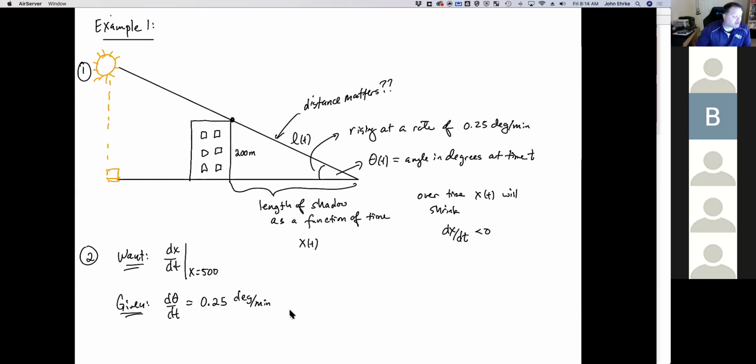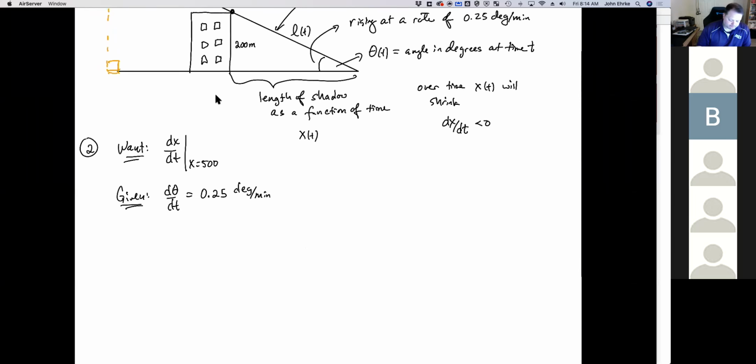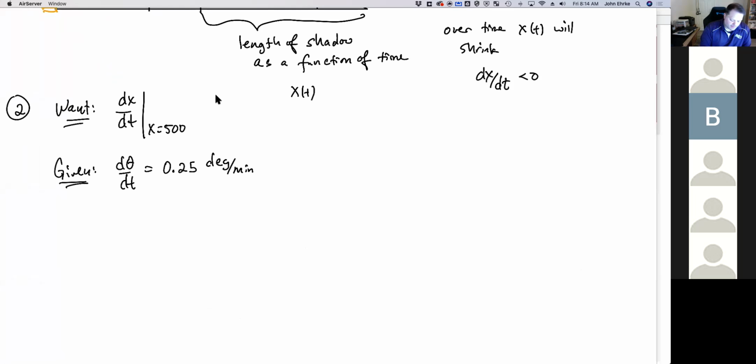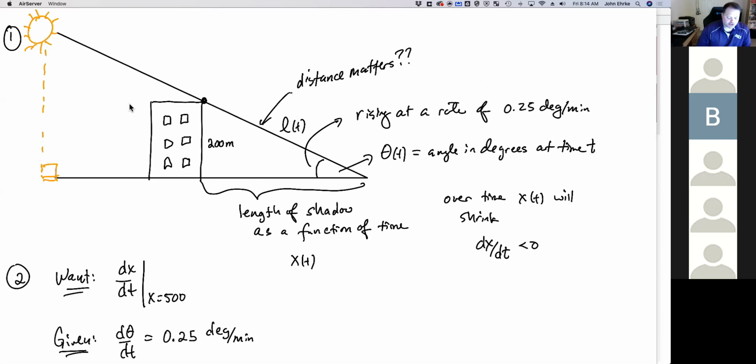All right, so the rest of the problem is the math required to take you from the variable theta to the variable x and then solve when x is 500. So we want to use these two rates that are related by the problem to determine the wanted rate. Step 3 is to write an equation that relates the two variables. The variables here are theta and x. If you look at our picture, what mathematical equation relates the angle theta to the length x using information that we have? Tangent.